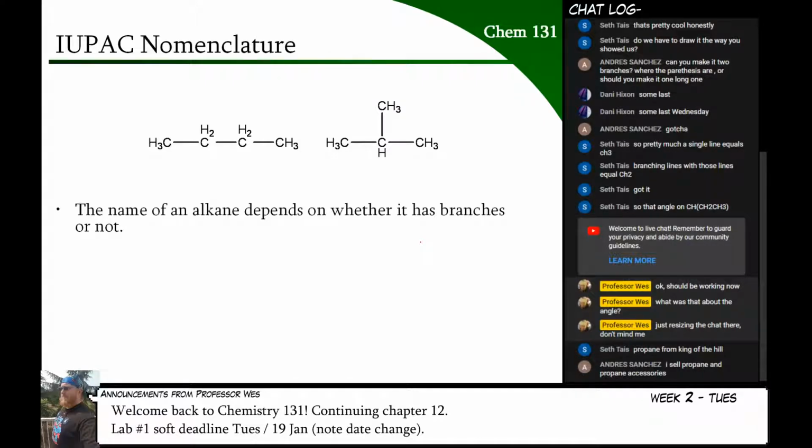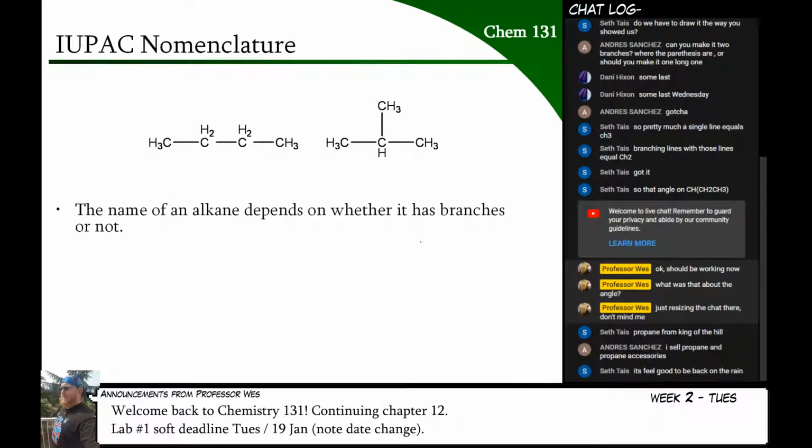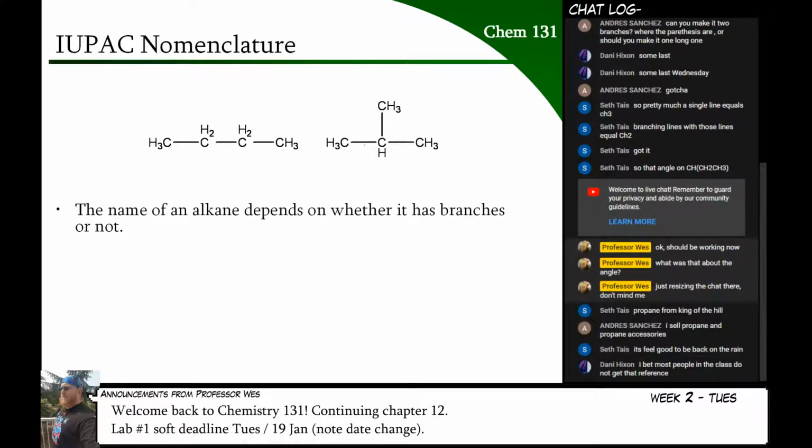All right. Now what we're going to do is we're going to start giving names to all of our molecules based on how many carbons are in their longest chain, and then the branches that we see.